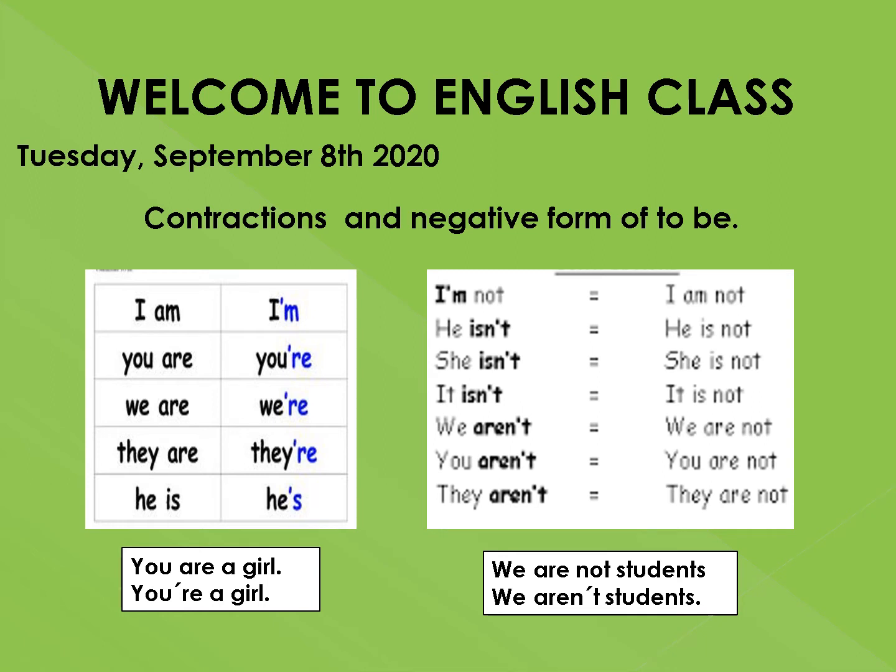Today is Tuesday, September 8, 2020. Today we are going to work with the contractions and negative form of the verb to be.